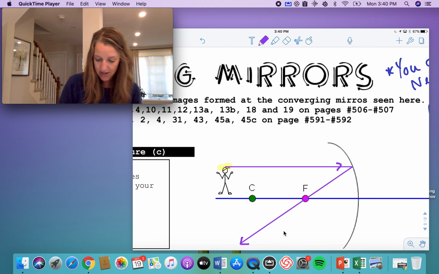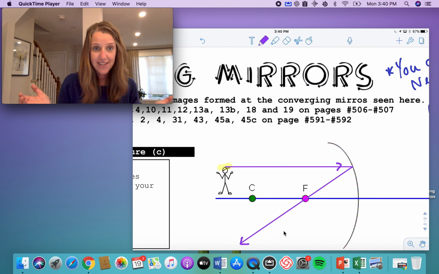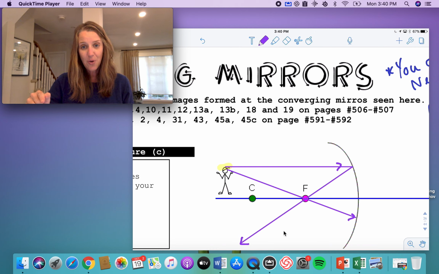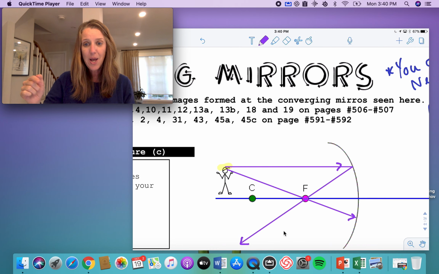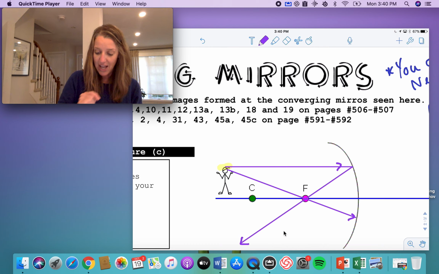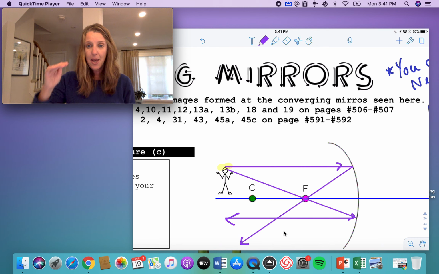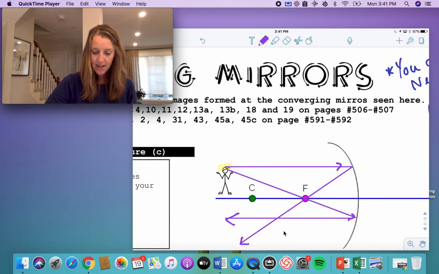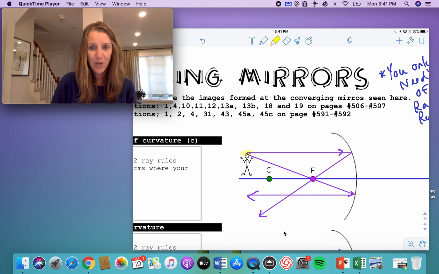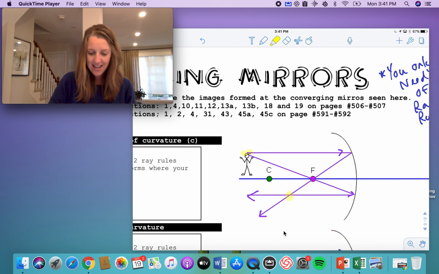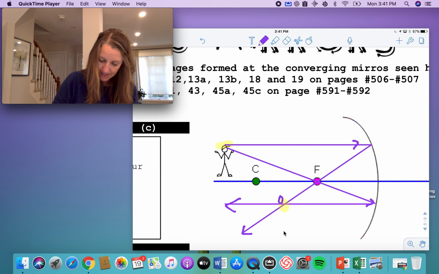So let's take another ray. Let's do the one through the focal point. That's an easy one. So I take from the same spot. If you have an incident ray that goes through the focal point, what's the rule? It gets reflected how? Parallel to the principal axis. Okay, my incident ray has been drawn. I'm now going to draw my reflected ray that's parallel to the principal axis, and here is where the image will be. Where those two reflected rays meet, that is going to be my little guy's hat.